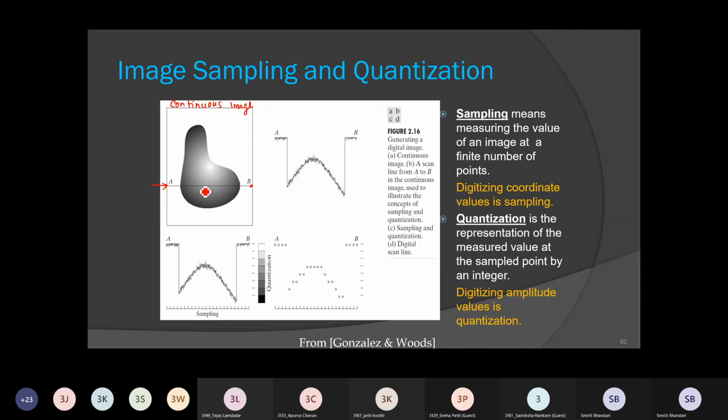So this is my continuous image. I'll have the value for the image at each and every point, x comma y, and the amplitude f is also a continuous value. See here, I'm selecting only one scan line AB from this image. Now if I plot the intensity values on this particular line AB, what will I get? I'll get a plot like this.